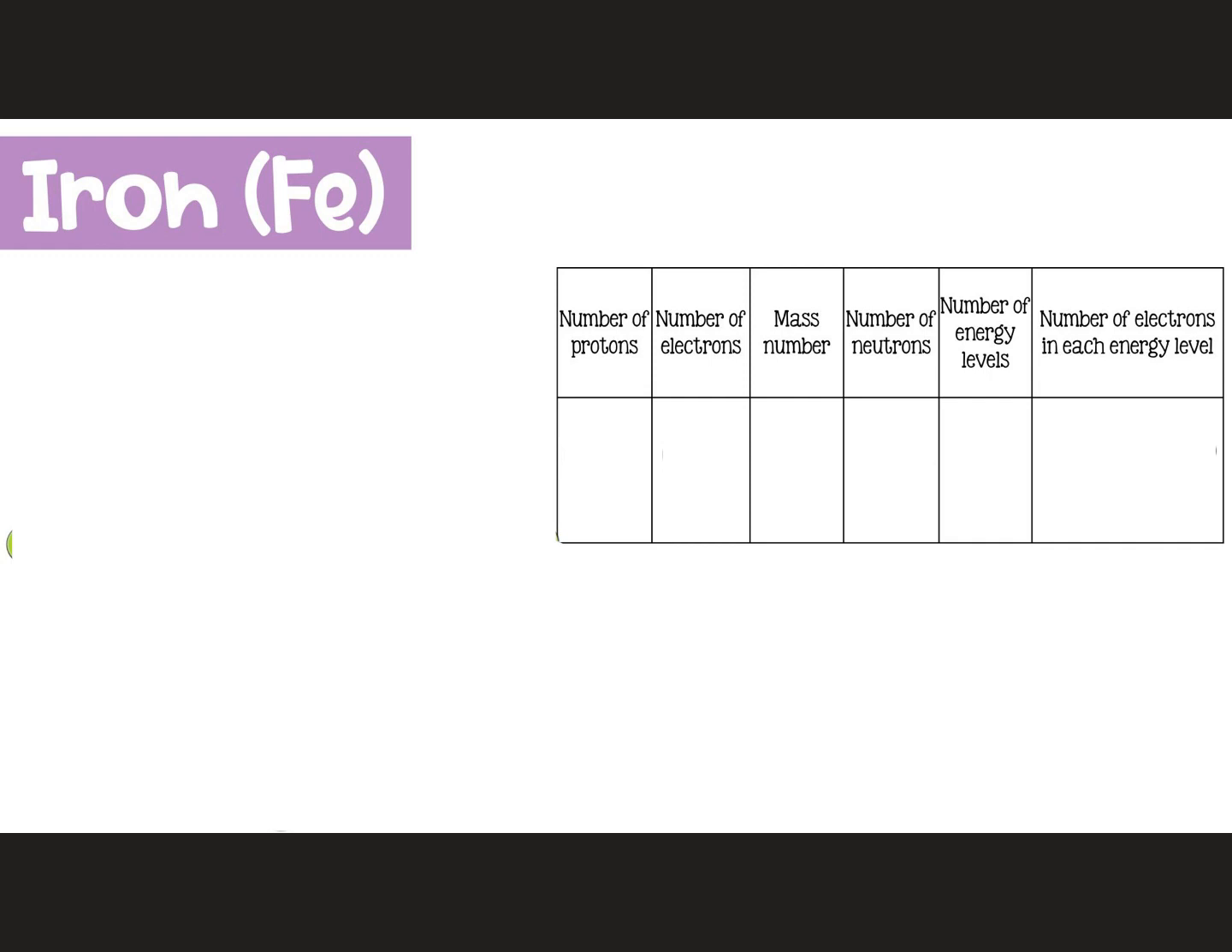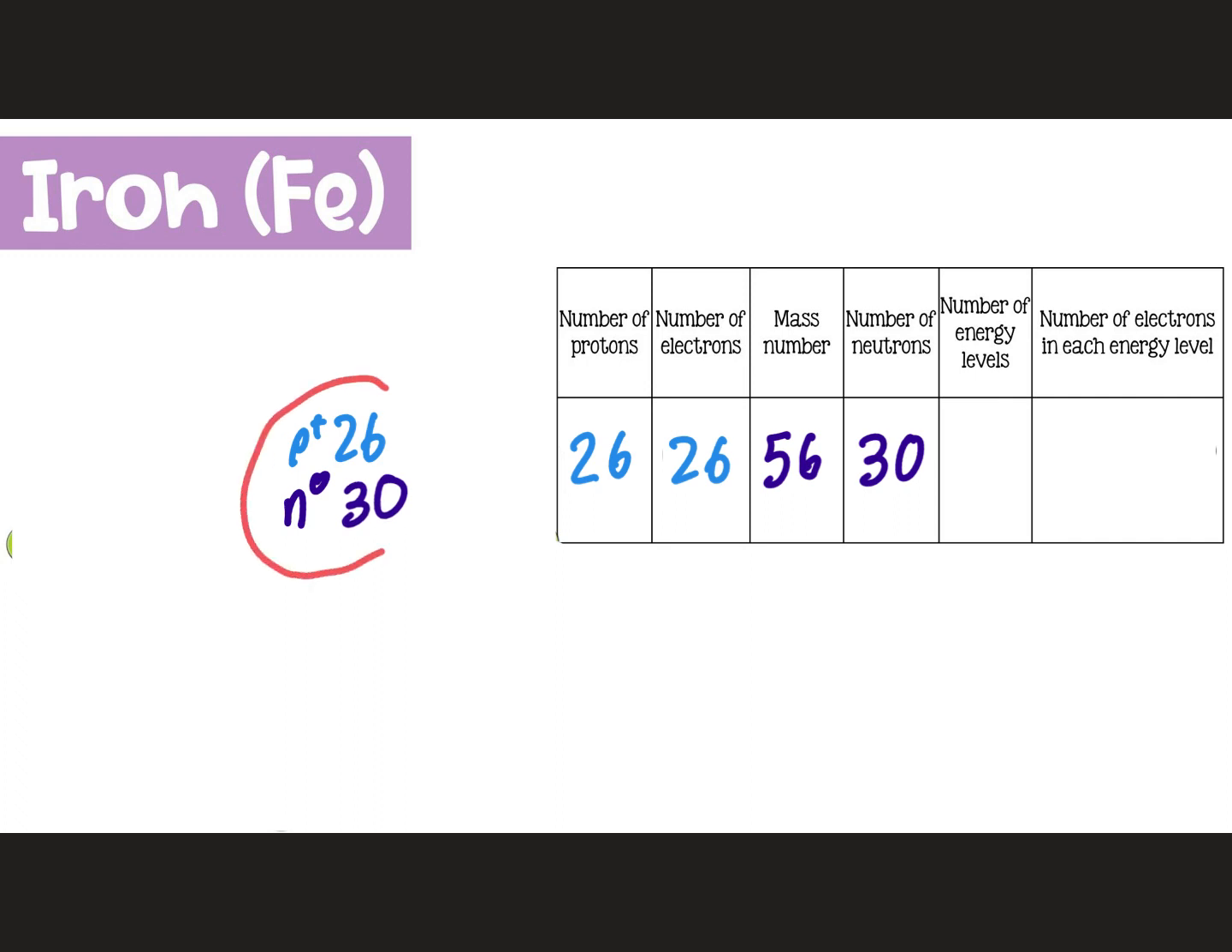Our final question is about iron. Iron has atomic number 26, meaning there are 26 protons and 26 electrons. These 26 protons go in the nucleus. Now let's find the number of neutrons, which also go in the nucleus. To do this, we will take the atomic mass and round it to the nearest whole number to get a mass number of 56. And 56 minus 26 leaves us with 30 neutrons.